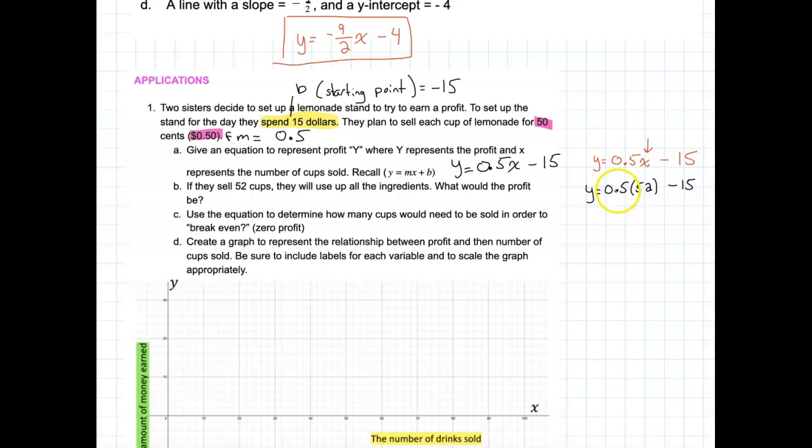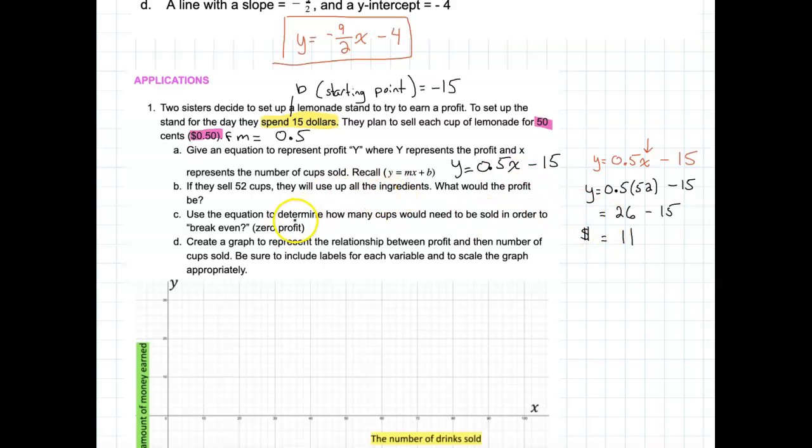What is, okay, this is half of 52. Half of 50 is 25, and half of 2 is 1. So that's just going to be 26. So 26 minus 15, oh, that's 11, right? So just equal to $11. So they sell 52 cups, and they make $11. That's a lot of work for $11.